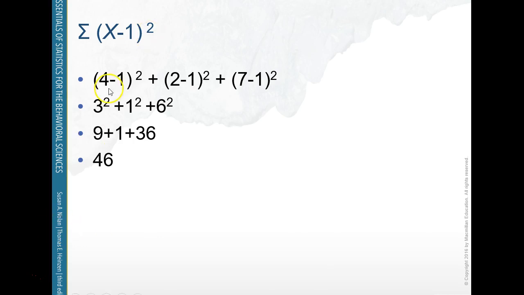Sum of x minus 1 in parentheses and then squared. So we first do our parentheses. 4 minus 1 squared plus 2 minus 1 squared plus 7 minus 1 squared. That's 3 squared plus 1 squared plus 6 squared. 9 plus 1 plus 36, or 46.